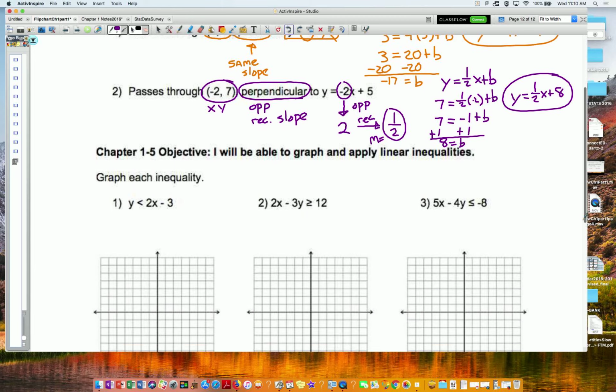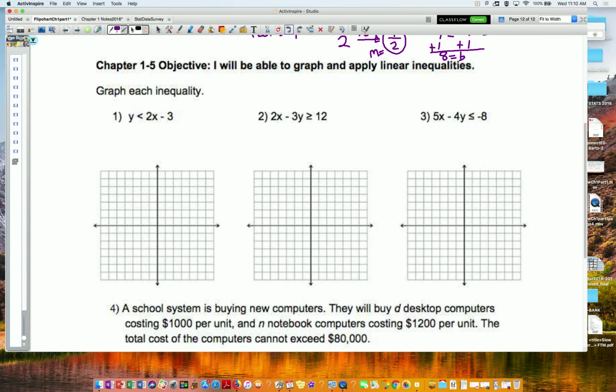All right, let's get down to our last objective. We just have 4 more problems to work with. So this is what we were talking about in our last lesson, which our learning target is I'll be able to graph and apply linear inequalities. So with our inequalities, this is where we're going to have to shade and also remember with determining whether or not to include the line, meaning is the line solid or is it dashed? So just a couple things to remember.